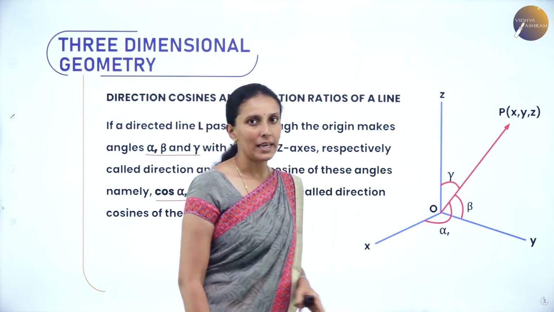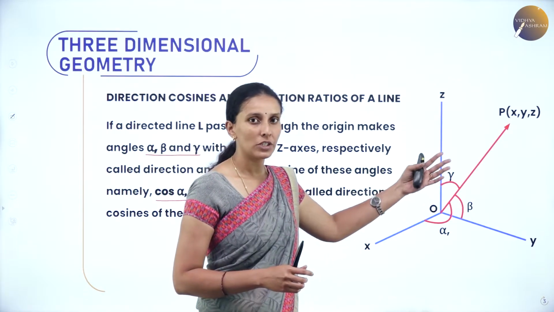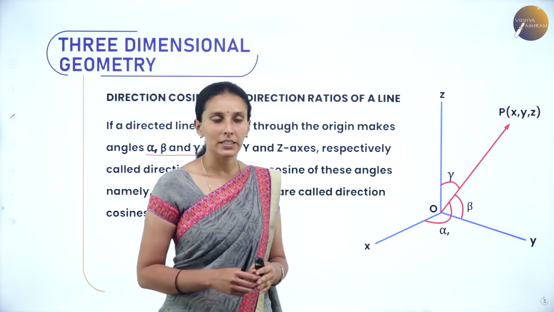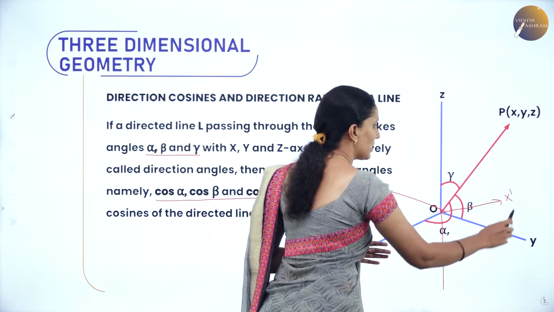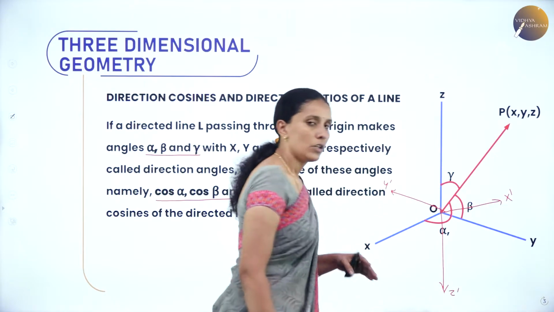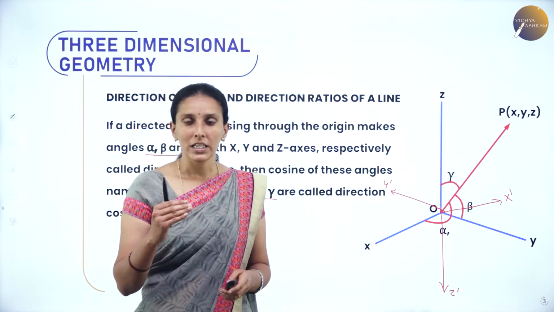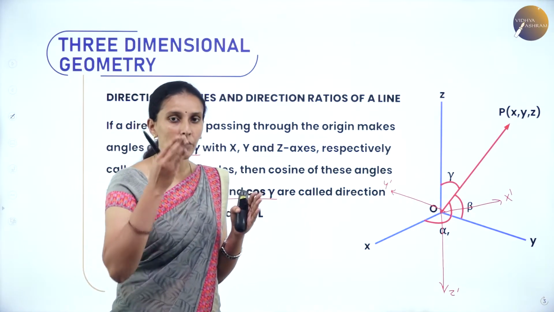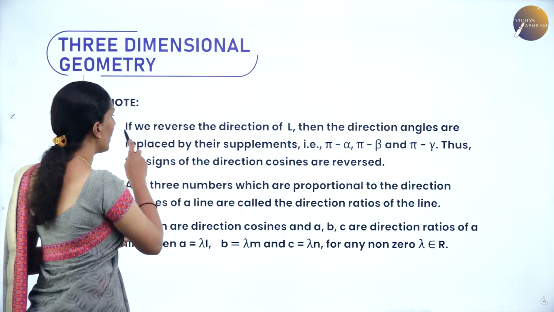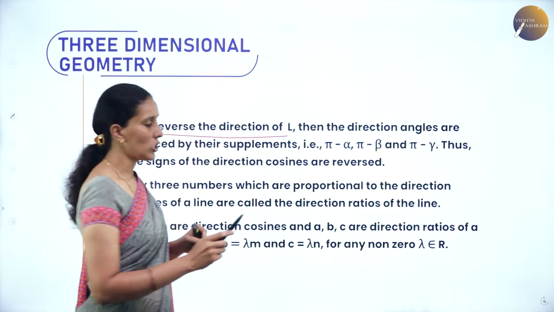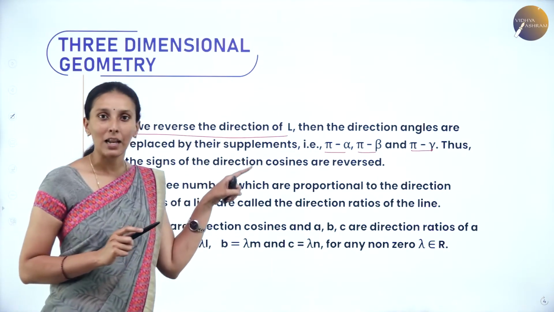So here we can consider OP as the line L. One thing is that we always take the direction cosines in terms of the positive x, y, z axes. That is why we take alpha, beta, gamma. We know that we can extend the negative z axis, negative y axis and negative x axis also, which we can take as x dash, y dash and z dash. If we want to find the angle created here, it is exactly 180 or pi minus alpha. When a ray intersects a straight line, if one angle is alpha, then the other may be considered as pi minus alpha. Similarly, when we reverse the direction of the line L, the angles may be taken as pi minus alpha, pi minus beta and pi minus gamma. Thus, the signs of the direction cosines can be reversed.